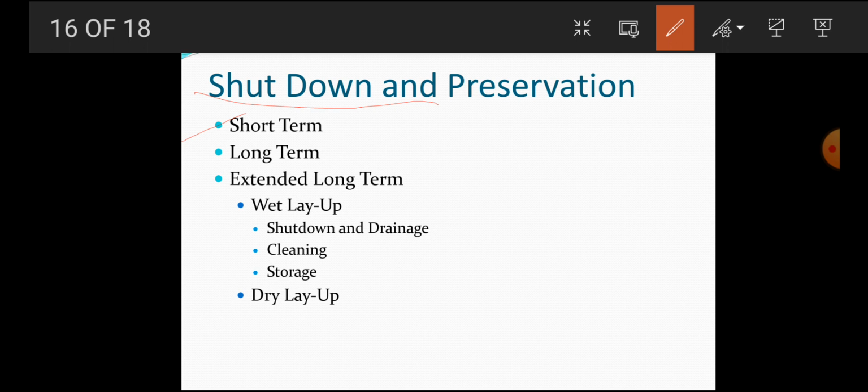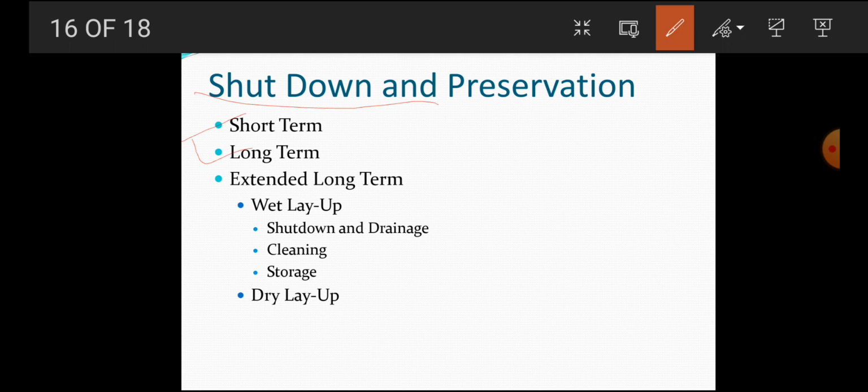Now next is long term. If we intend to shut our boiler for a period exceeding 3 days but up to 14 days, that is up to 2 weeks, what we should do is shut the boiler, fill the boiler completely with water, close all the valves, and take no further preparation. So we need to completely fill the boiler with water and no other preparation.